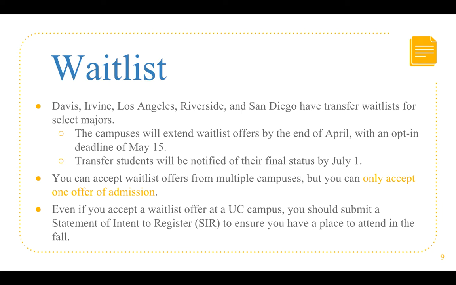Now at this point, you may have to be making some decisions about backup plans if you're on a wait list. The Transfer Center can always help you make that decision or talk it through. We're here to support. You can accept waitlist offers from multiple campuses, but you can only accept one offer of admission. And even if you accept a waitlist offer to a UC campus, you should still submit an SIR to ensure that you have a place to attend in the fall. So basically, ensuring that backup plan.